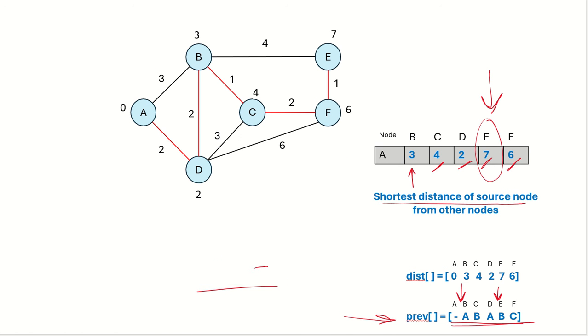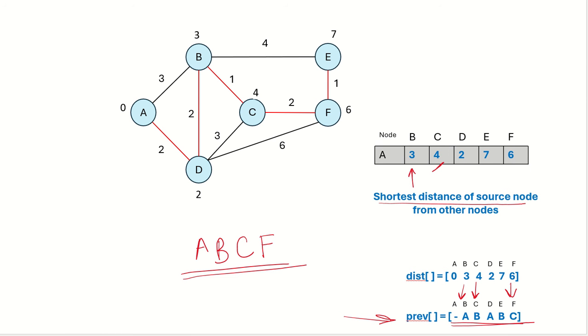Let's see what path needs to be followed if we want to go to F. We have seen that the current distance of F is marked as 6. Now if we check the previous array for F, the previous node is C, for C the previous node is B, and for B the previous node is A. So this is the path to go to F. It is A to B, B to C, and C to F. This is 3 plus 1, which is 4, plus 2, which is 6, and yes, we have got this shortest distance from A to F.